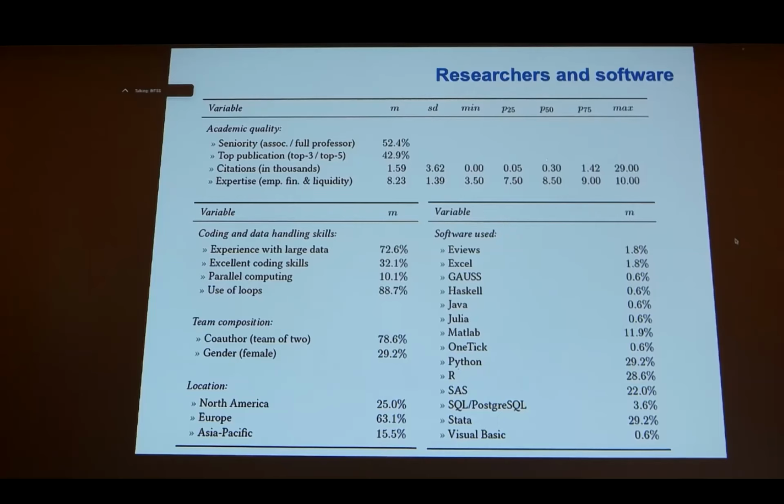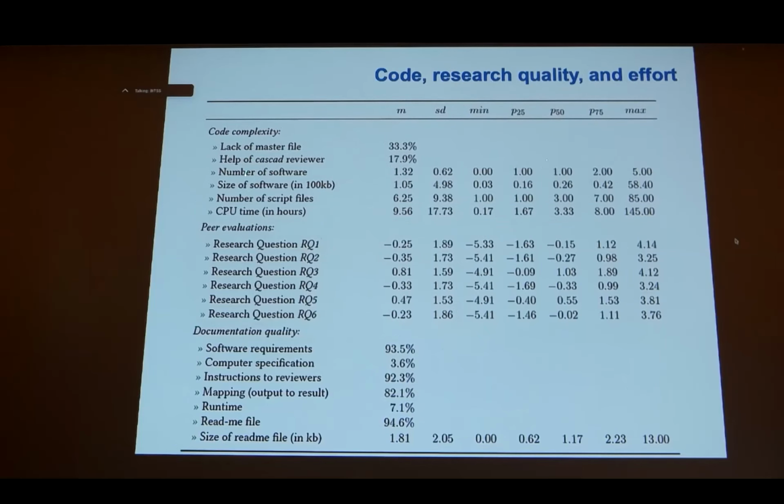We check whether they use parallel computing, whether they use advanced coding techniques, whether they use loops or matrix notation, etc. We know the composition of the team, the location, where they come from in terms of academic affiliation, the software they use. A lot of information: code complexity, whether they use a master file, whether they need some help from us, the number of software they use. Some of them use 5 software. It was a nightmare. The size of the software, the number of script files. Some of them had 85 script files that we were supposed to run.